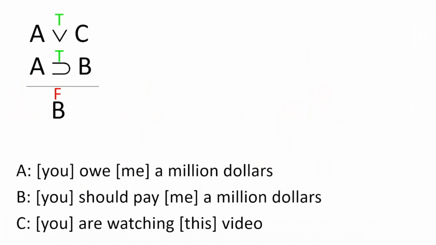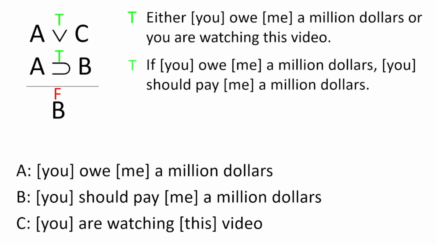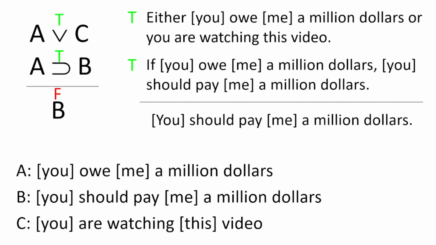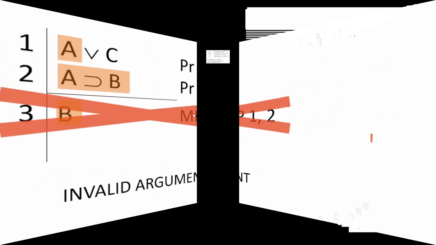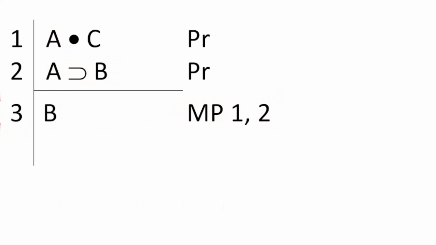Either you owe me $1 million or you're watching this video. This is true, since you're watching this video. If you owe me $1 million, you should pay me $1 million. That's true as well, by generally accepted conventions. The argument form would let us infer that you should pay me $1 million. Well, unfortunately for me, that's false. So such an application of inference rules to components leads to invalid arguments.